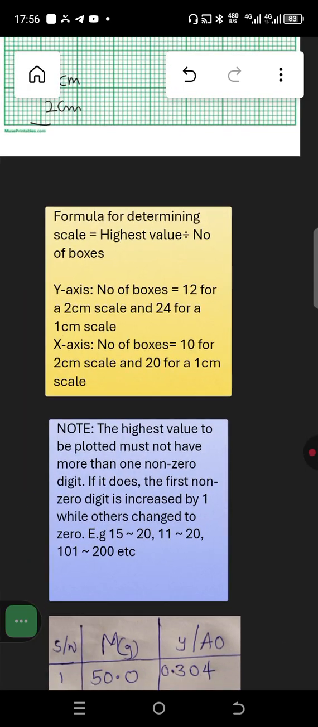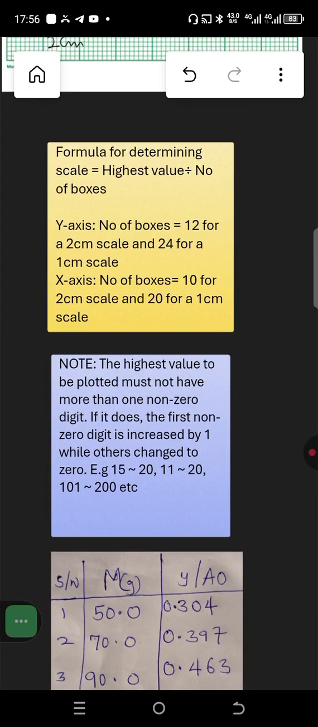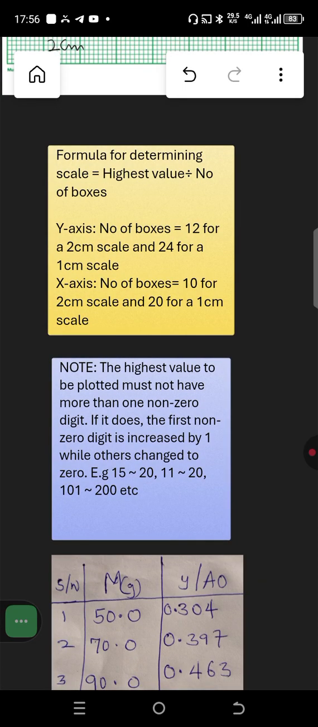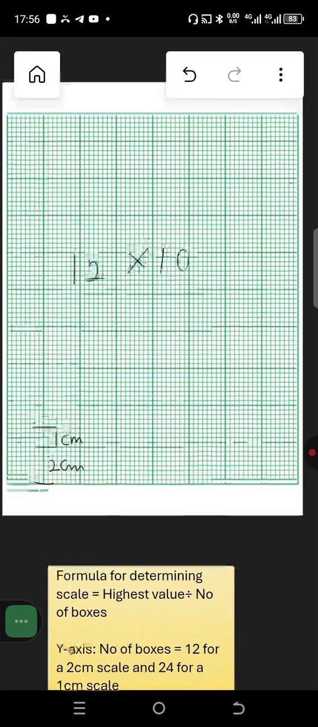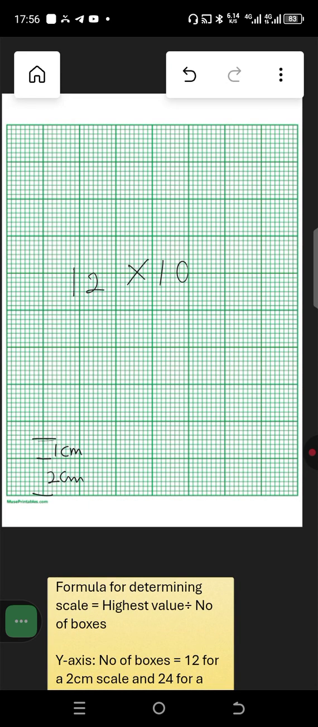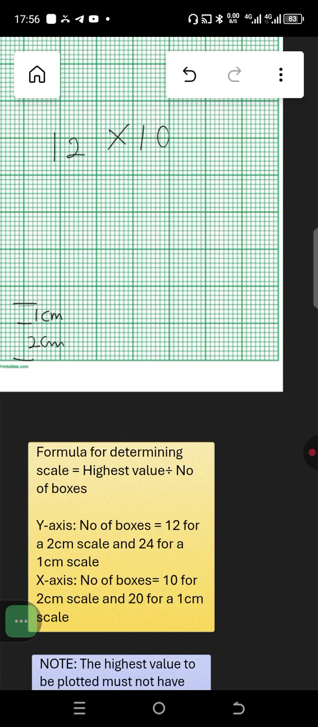Now, if you want to plot your physics practical graph, as you can see on the screen, the formula for determining scale is your highest value divided by the number of boxes. Remember, we just talked about the number of boxes from the graph that you can see here. Like we said, for your typical YX standard graph, on the vertical axis here, you are supposed to have 12 boxes of 2 centimeters in dimension, while on your horizontal axis, you are supposed to have what? 10. Now keep that in mind.